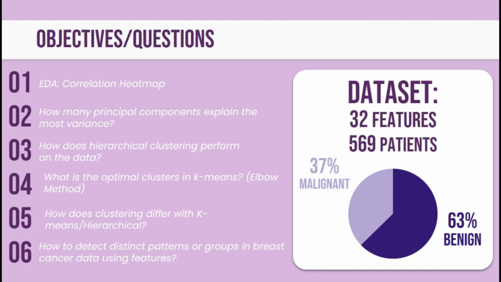Our objectives are, first, showing a correlation heat map for all the variables; the number of PCs which explain the most variance; hierarchical clustering performance on our data; optimal clusters in k-means; how clustering differs with k-means or hierarchical; and lastly, we will show an example of using some selected features from the data to detect patterns or groups in breast cancer.